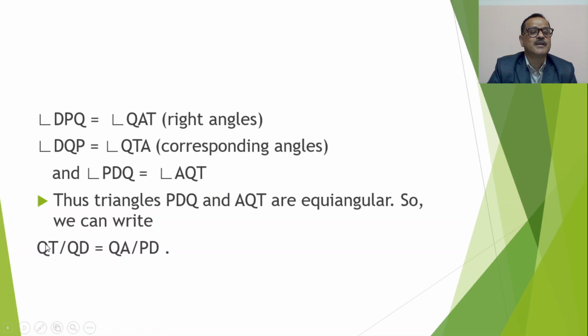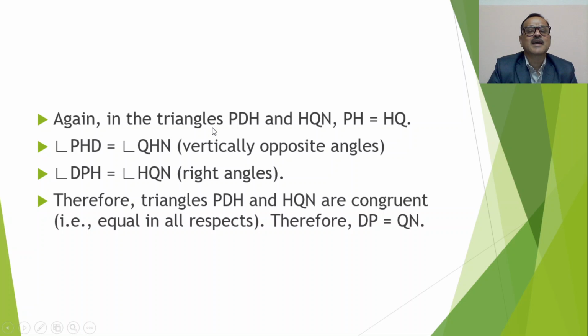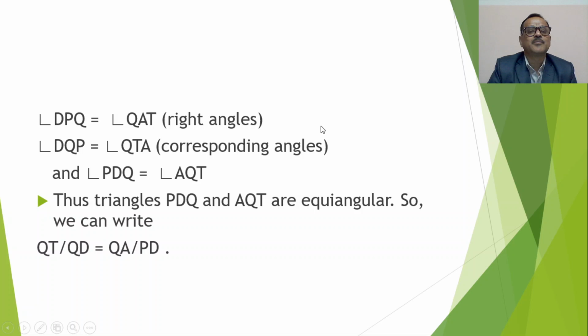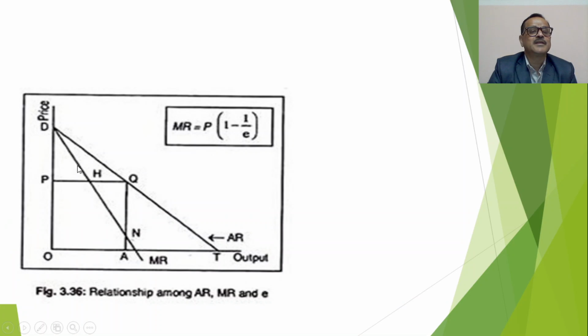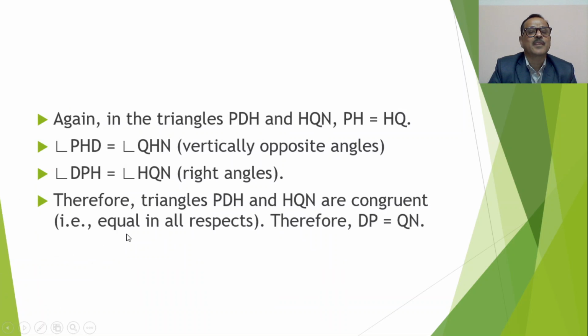So QT upon QD is equal to QA upon PD. Now again, in the triangles PDH and SQN, PDH is the next triangle formed here, and next is SQN, two angles, PDH and SQN. Okay, now see PDS and SQN.